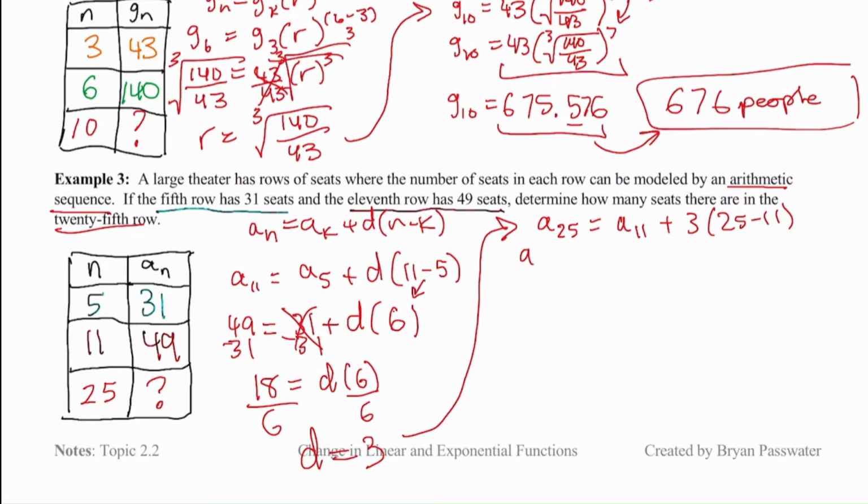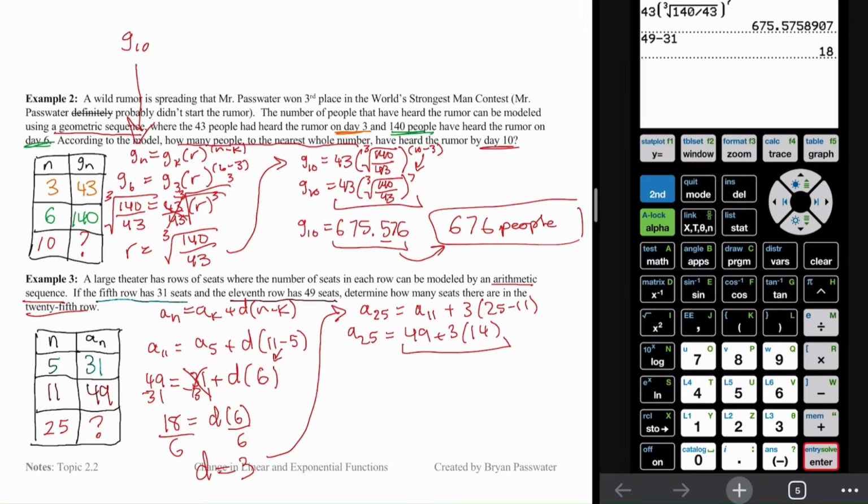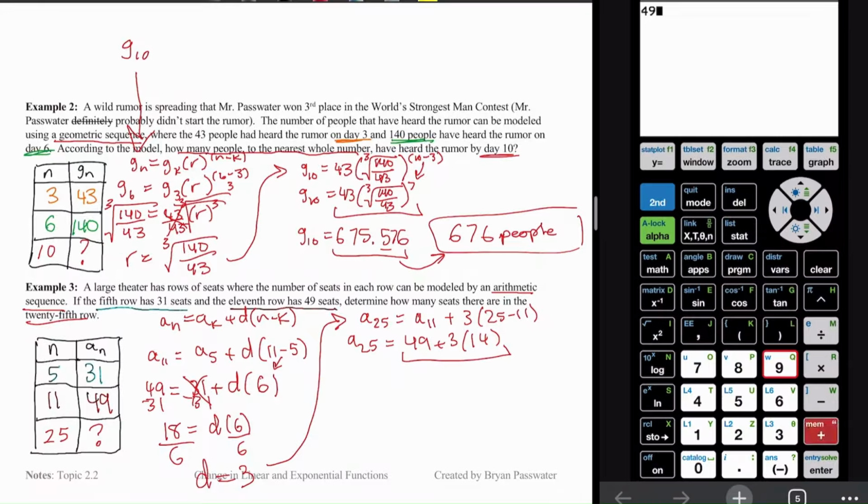So A25. And then we can replace A11, which is 49, plus 3 times 14. Oh, shoot. So now just do this into the calculator. So 49 plus 3 times 14. That gives us 91. So A25 is equal to 91.